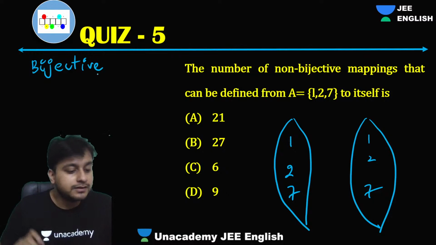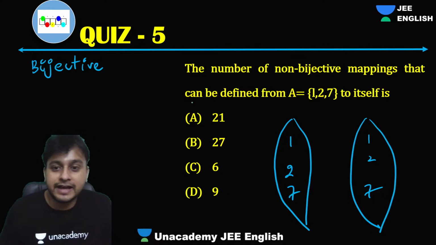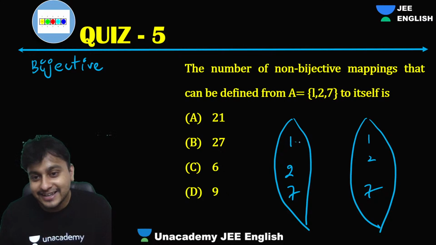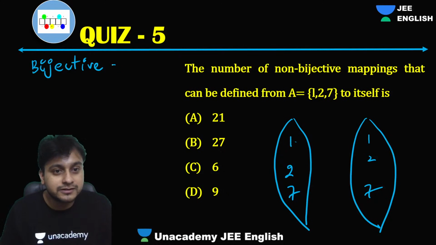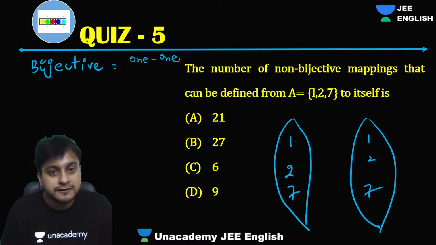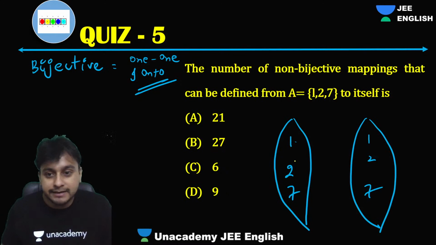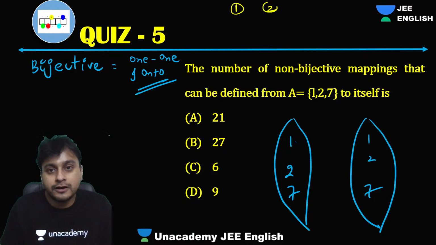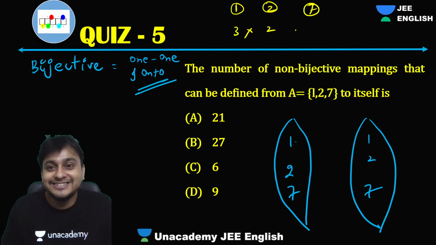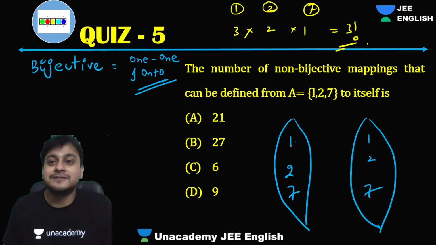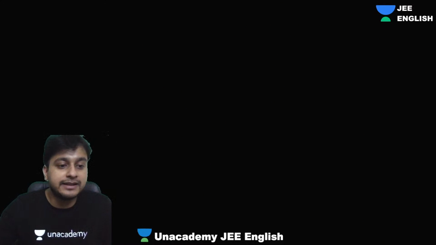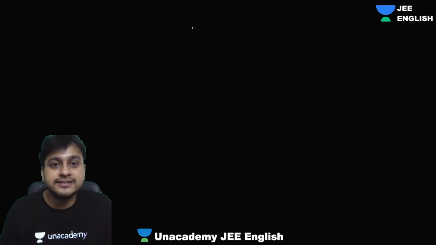Bijective, bijective. Guys, if I have n, bijective means what? One-one and onto both. Isn't it? So, guys, this should map. 1 can map with how many? We have 1, 2, 3. 1 has how many options? 3. 2 has how many options? 2. 3 has how many options? 1. 3 factorial, guys.